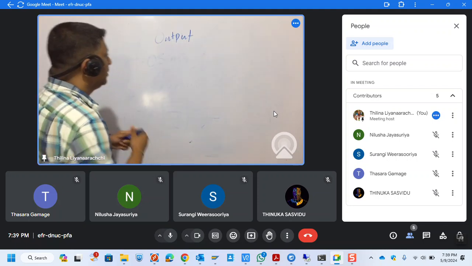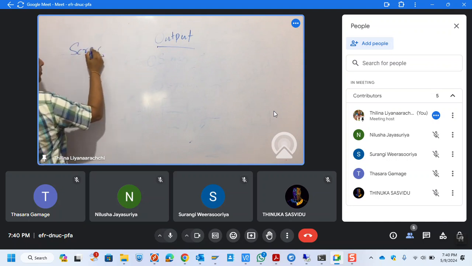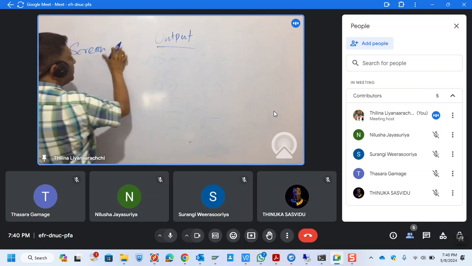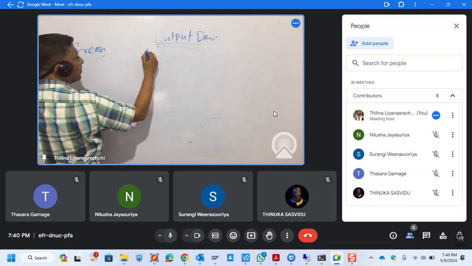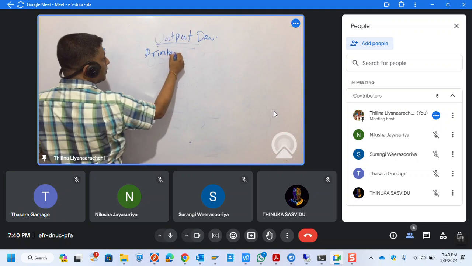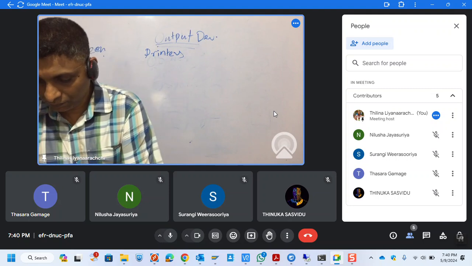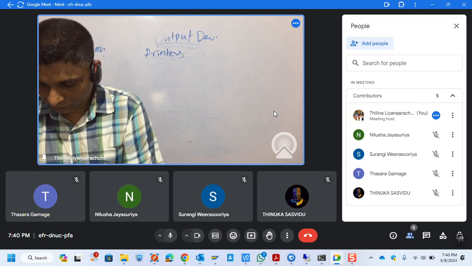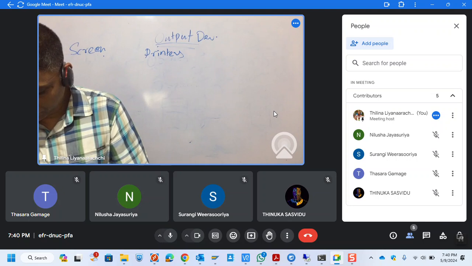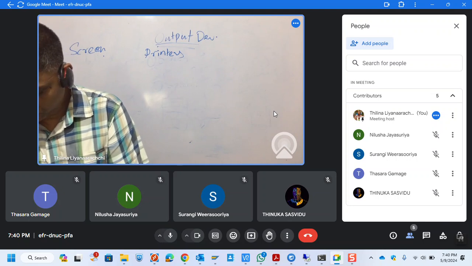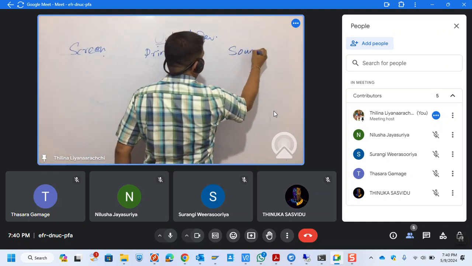Now we basically have screens, printers, and sound. Today we'll discuss these three things.